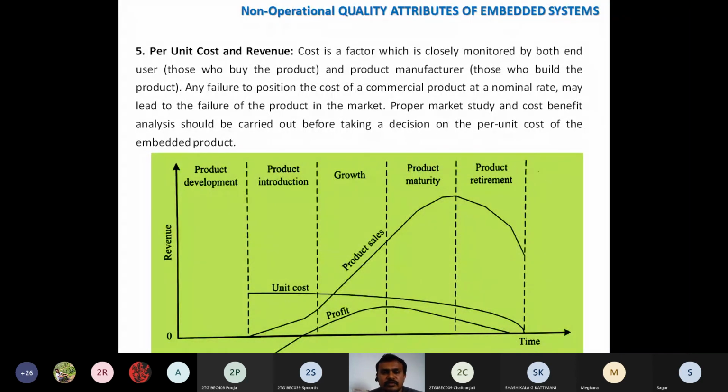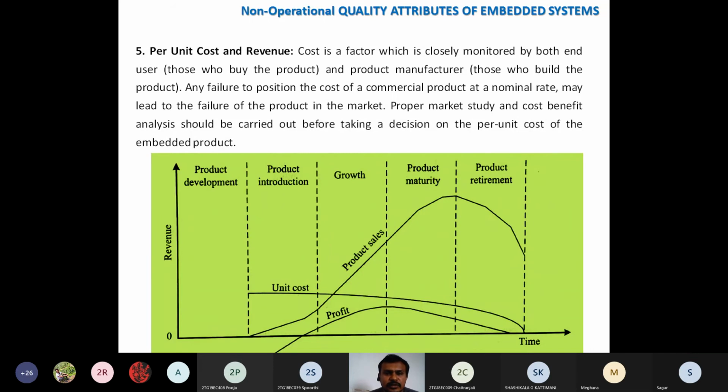Okay, immediately we need to go for what? We are going to introduce that product in the market. Through what? Through advertisement or distributing the product to the end user. Okay, so the product is introduced to the market. So during that time, there is no profit, because it is in the introduction stage. Users are knowing that component.